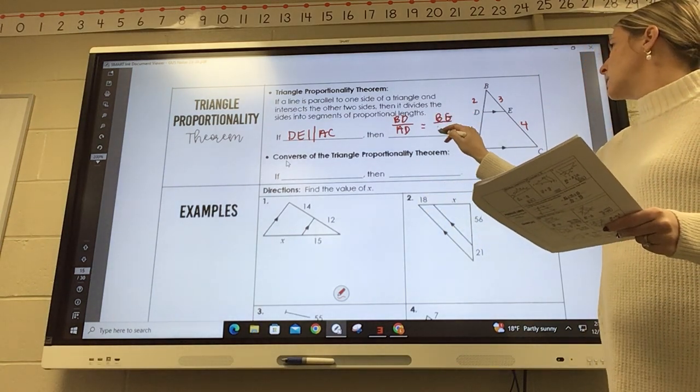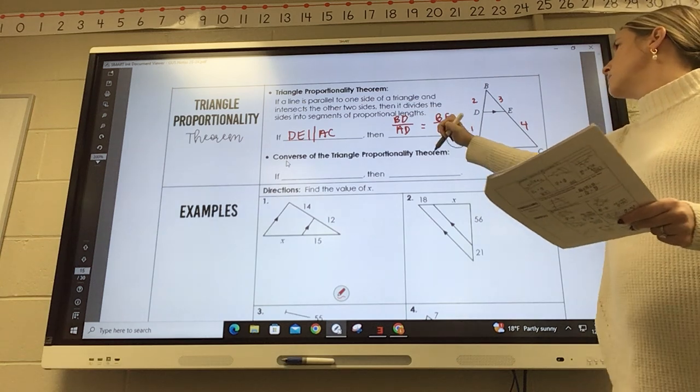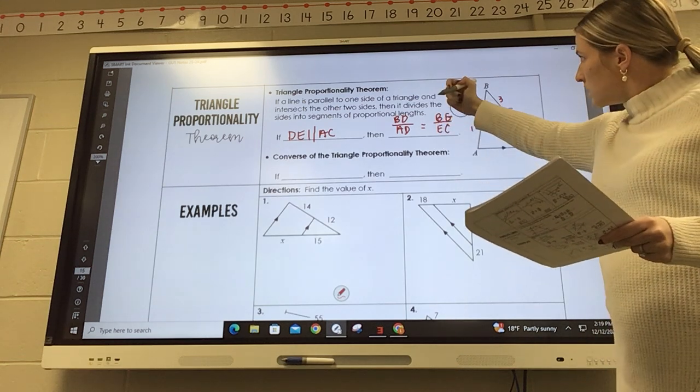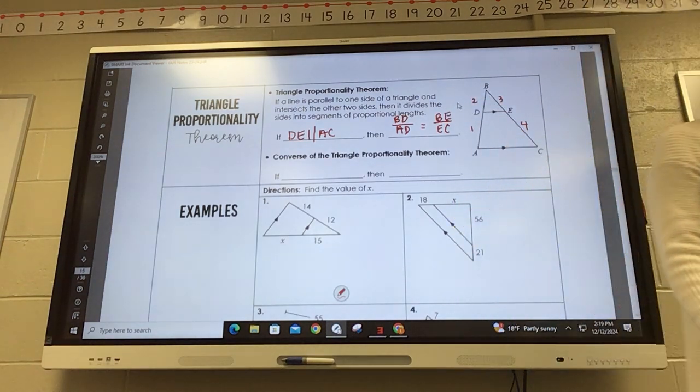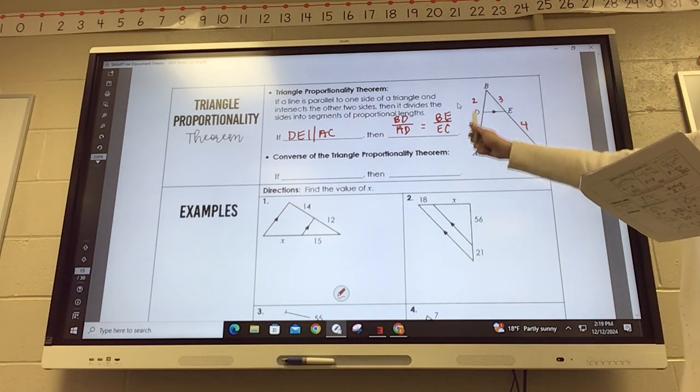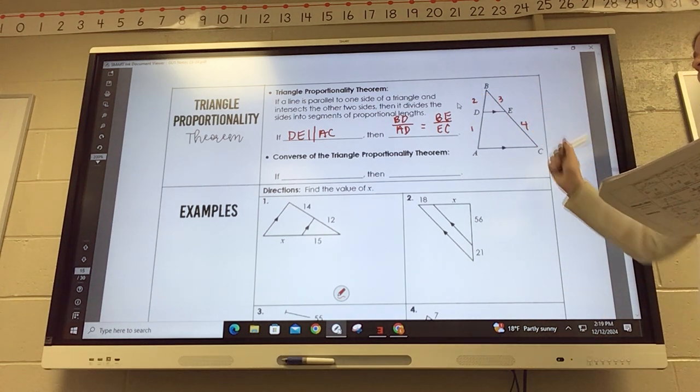So BE and EC. Oops. It's kind of hard to read. Better handwriting. Let's try that again. So not equal, just proportional to each other. So keep your left side together and keep your right side together.